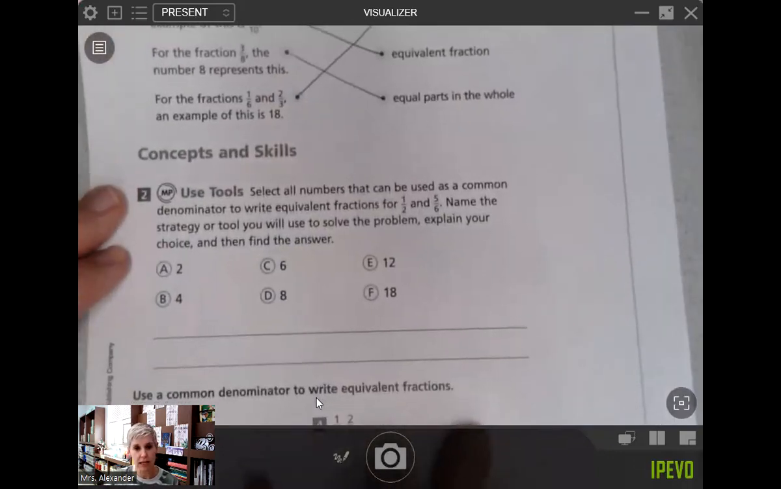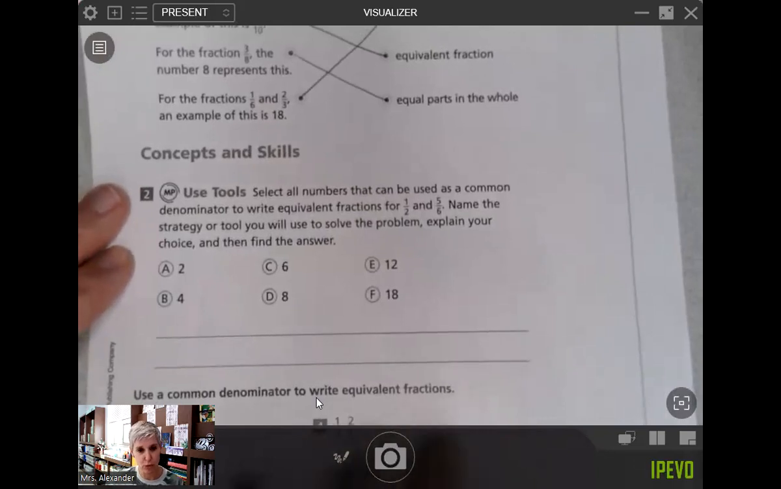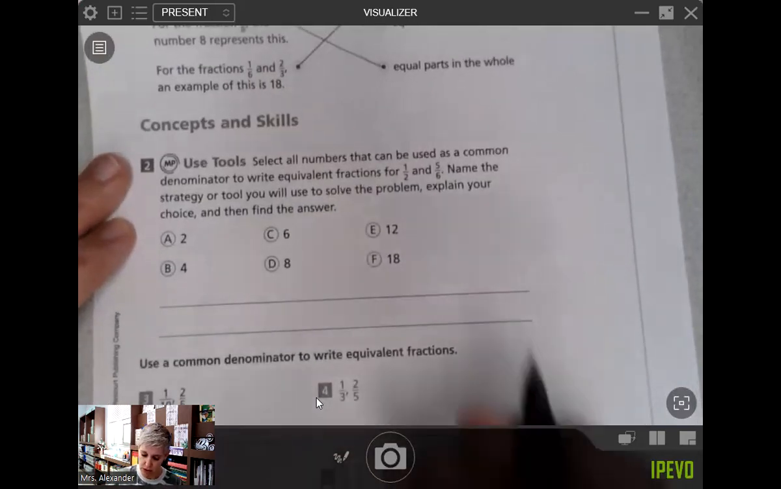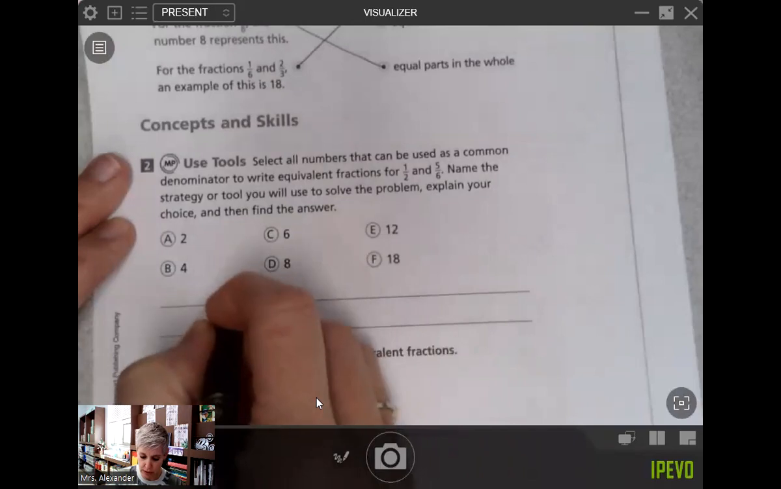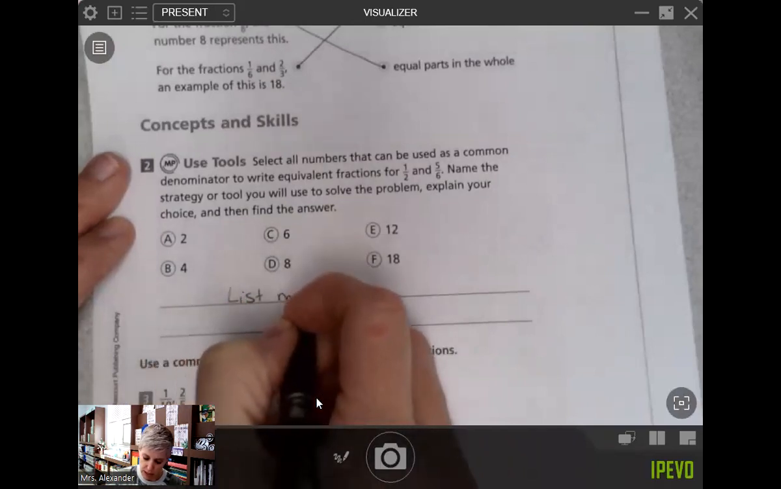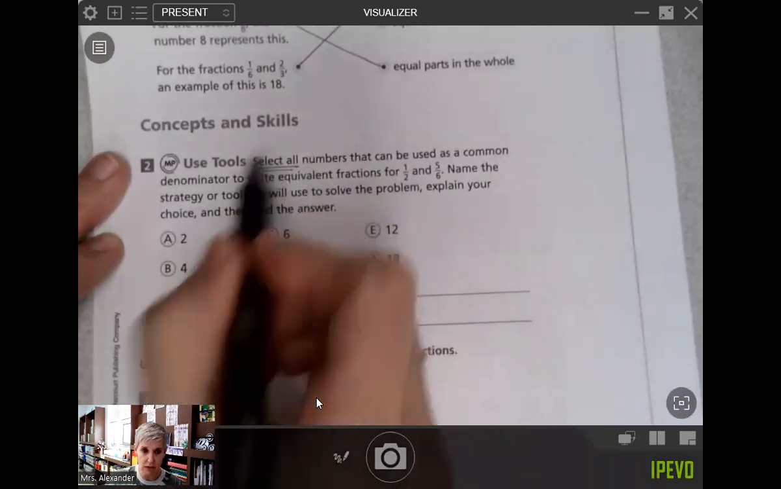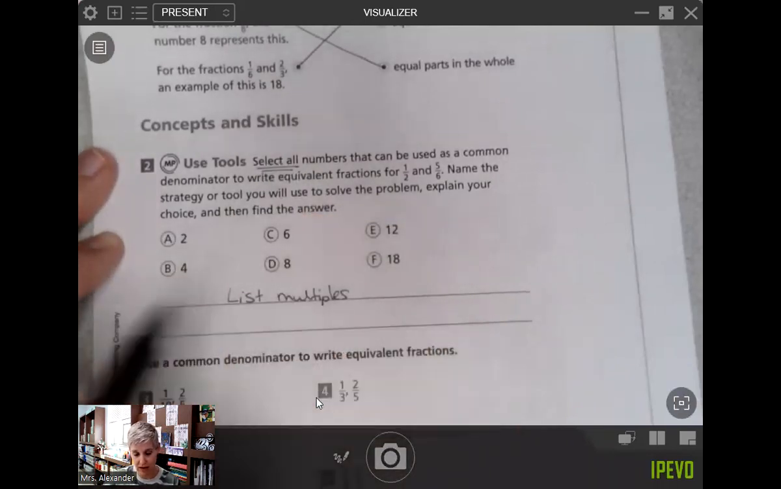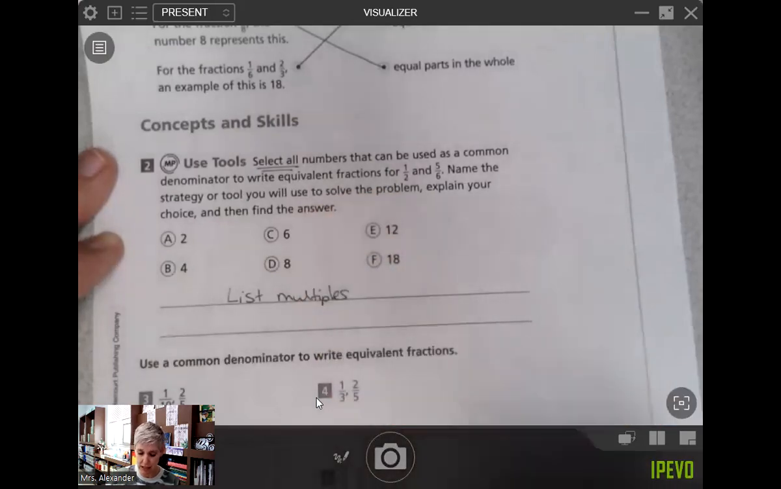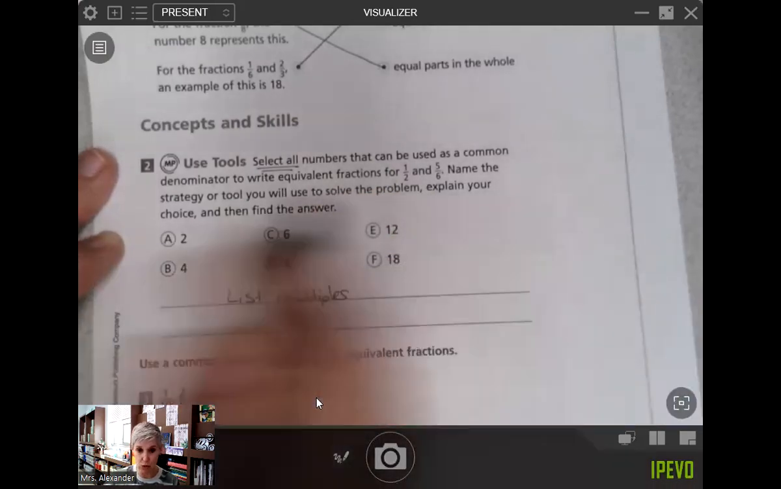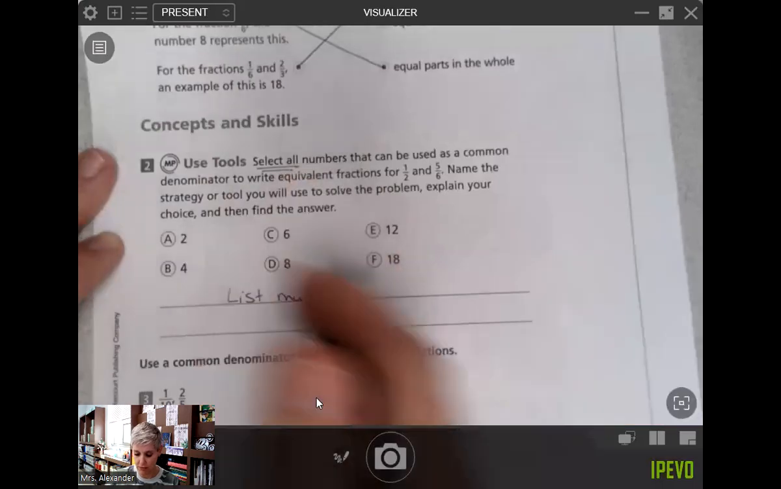Select all the numbers that can be used as a common denominator to write equivalent fractions for 1/2 and 5/6. Name the strategy or tool you will use to solve the problem. Explain your choice and then find the answer. So I would list multiples, because since I have to select all, that tells me there's going to be more than one. And if I list my multiples of 2 and 6, I'm going to go all the way to 18 or farther so that I can see all of them.